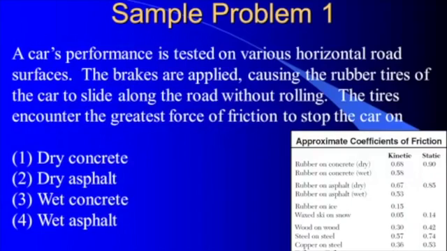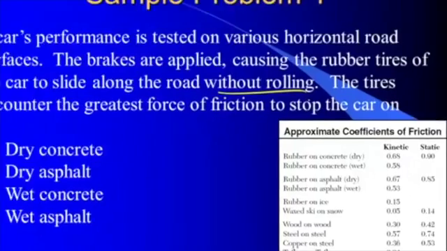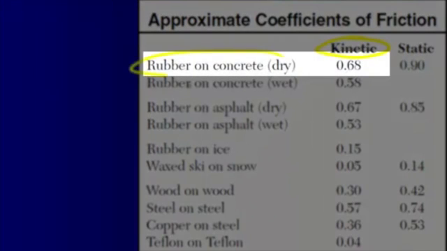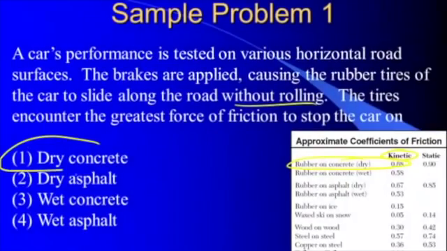Well, let's use our coefficient of friction table, and because it's sliding without rolling, let's use the kinetic coefficient of friction. Which is the greatest? Which will give you the most friction? Well, in this case, of all of the values, the highest one is rubber on dry concrete, right here, 0.68. So our answer must be 1, dry concrete, because you have the largest coefficient of kinetic friction.